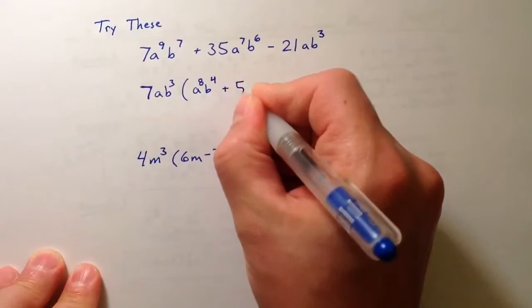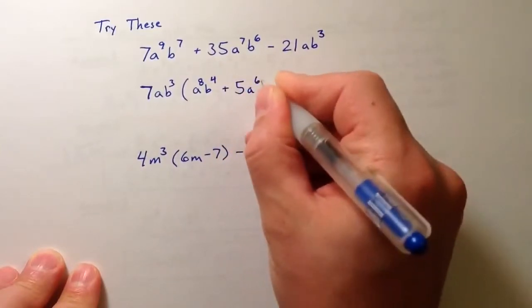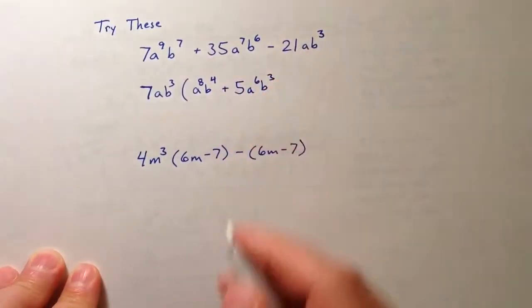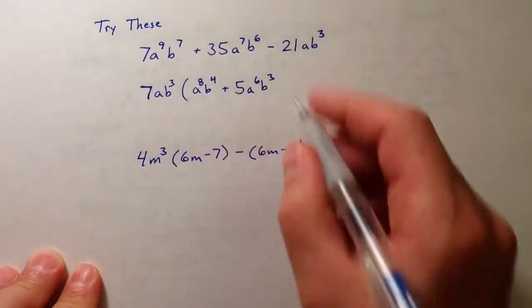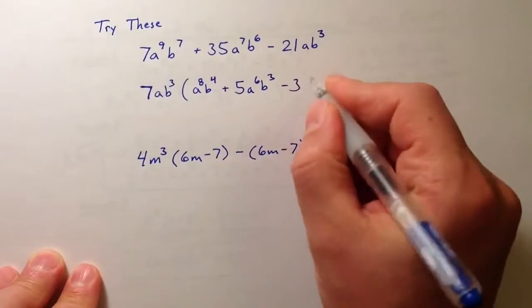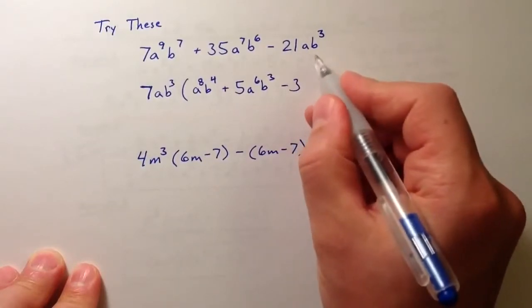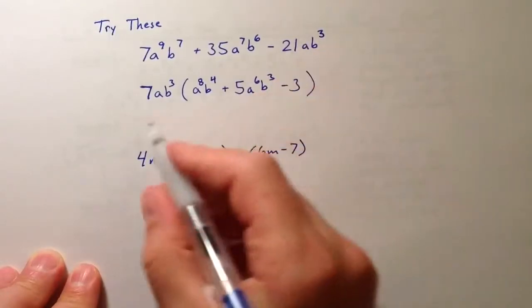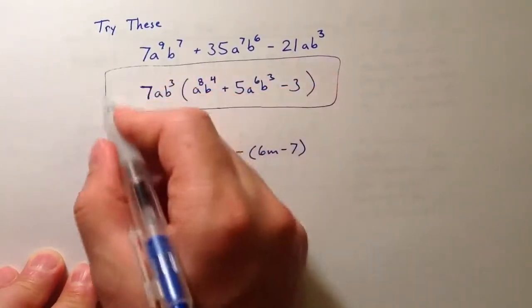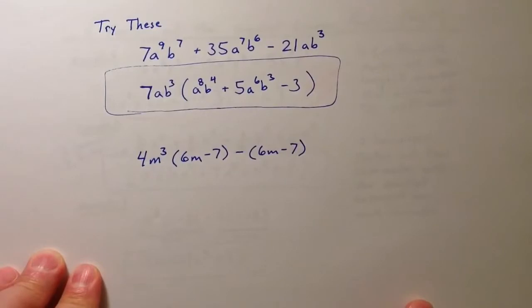The second term is 5a to the 6th, b to the 3rd power. Since I took away 3 b's, there were 3 left. And minus 3. And then we took away both the a and the b cubed, and so that's it. So that would be the factorization of the first expression.